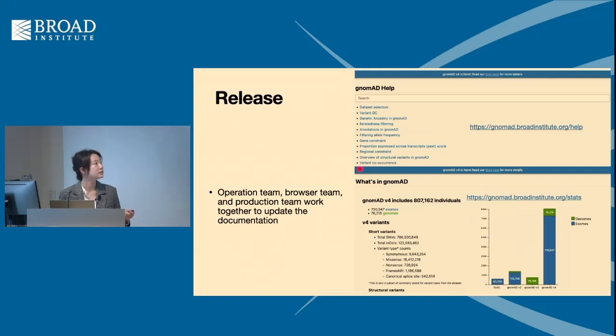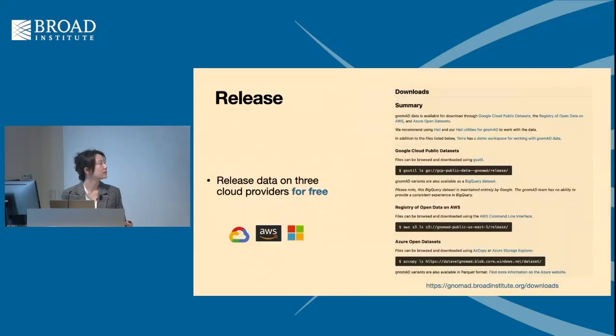Simultaneously with the handoff and loading, the operations team, browser team, and production team work together to update all of the documentation on the website to make sure that it's reflecting all of the new data correctly. And finally, we release all of our data on Google Cloud, AWS, and Azure. And this data is available for anyone to download at no cost to themselves. And this is a screenshot of the downloads page, which explains how you can find all of our data sets.